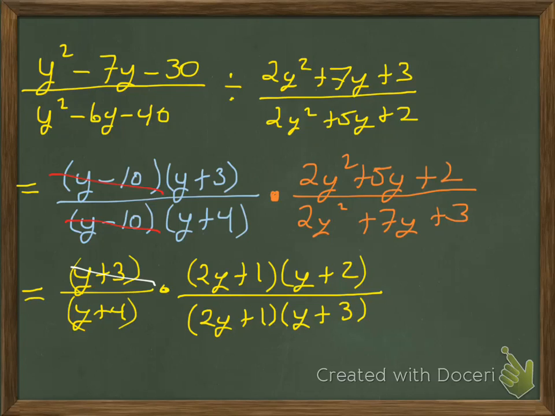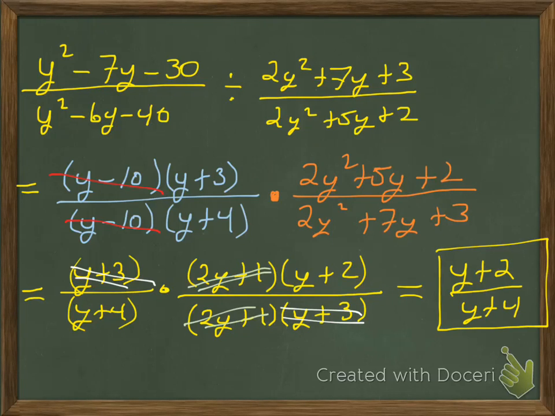Okay, and then from here we'll just cancel. So the y plus 3's cancel, the 2y plus 1's cancel, and what I'm left with is y plus 2 in the numerator and y plus 4 in the denominator. So my factor upstairs is y plus 2, and my factor downstairs is y plus 4.